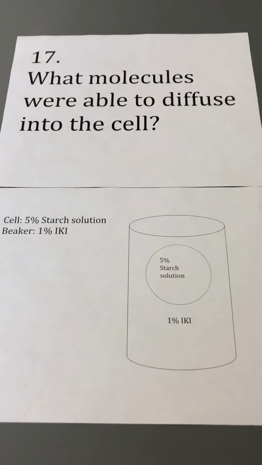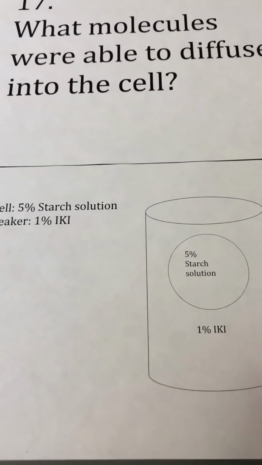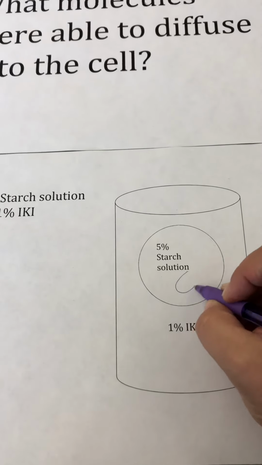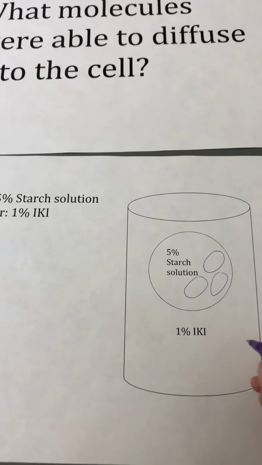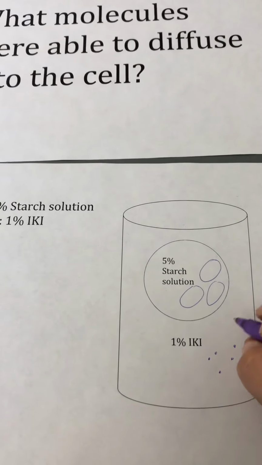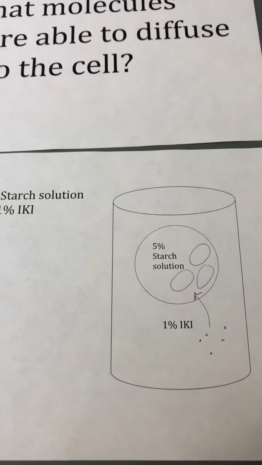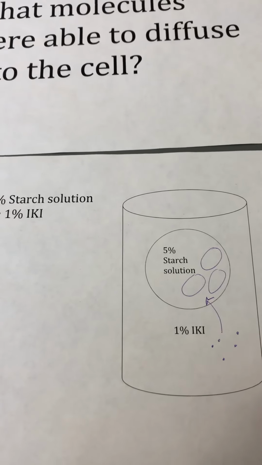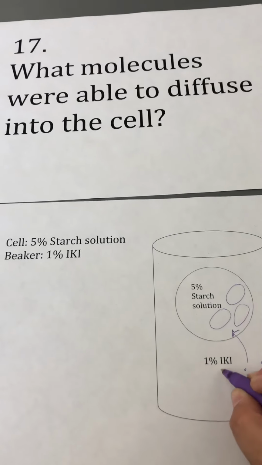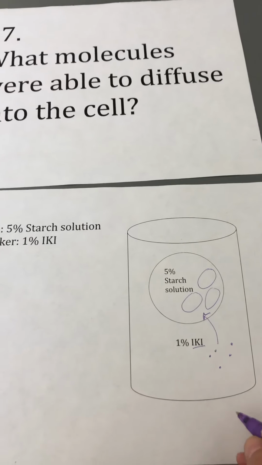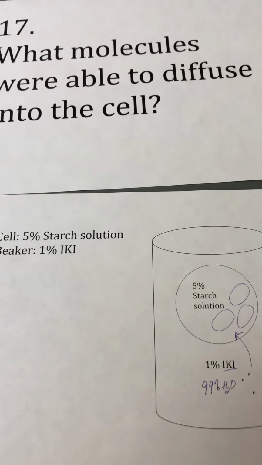What molecules were able to diffuse into the cell? Well, this was the experiment we did in which the starch molecules were so large they couldn't pass. They got stuck in the cell. But the iodine molecules, being very small, were able to diffuse through the cell membrane from high concentration to low. So the molecules that are able to diffuse into the cell, you would tell me IKI or iodine. And you can also tell me water molecules were able to diffuse.